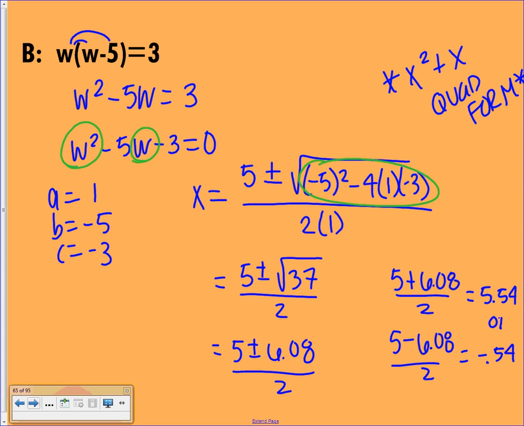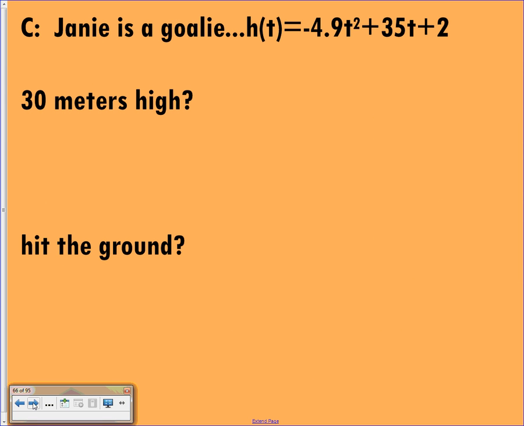Okay, so you're going to have two answers here, which should make sense. Anytime you square root something, you get two answers. One is when I add the 6.08, one is when I subtract. If you are not getting those numbers, make sure you are hitting enter before you divide by 2 or putting those in parentheses, because it's a separate value. All right, so there was our first look at the quadratic formula. Let's try a story problem.